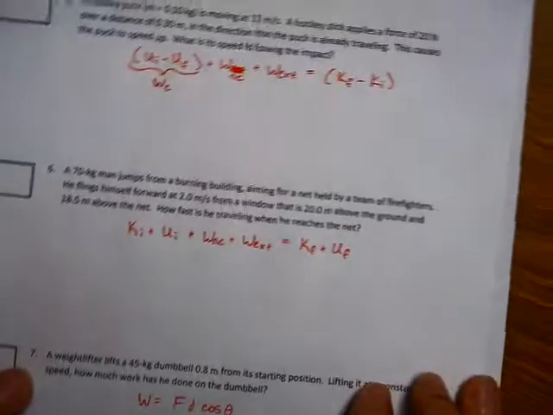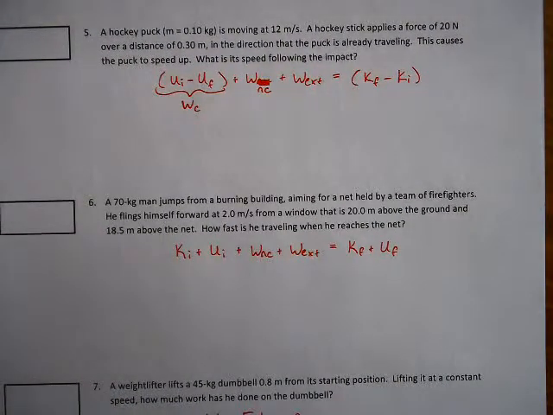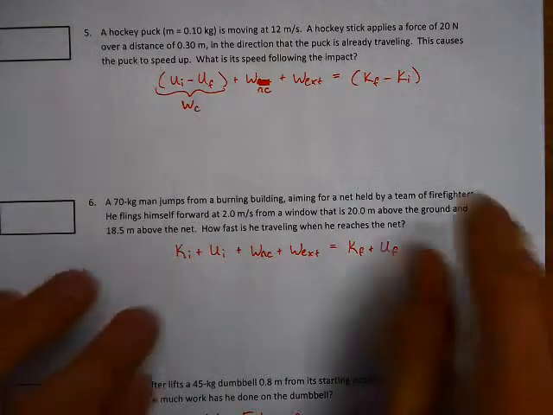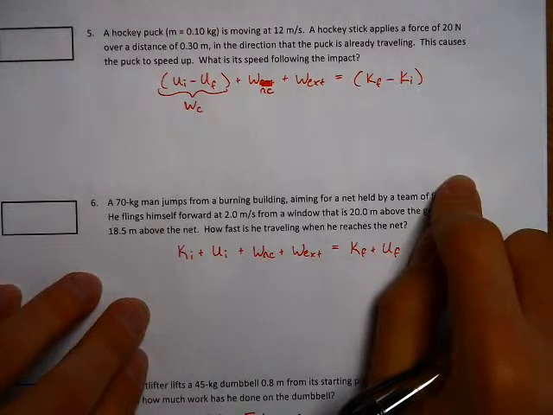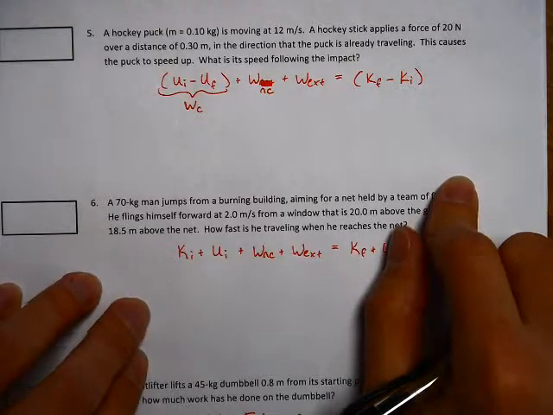Moving right along, we come to number 5 of our sample problems. A hockey puck of mass 0.10 kilograms is moving at 12 meters per second. A hockey stick applies a force of 20 newtons over a distance of 0.3 meters in the direction that the puck is already traveling. This causes the puck to speed up. What is its speed following the impact?